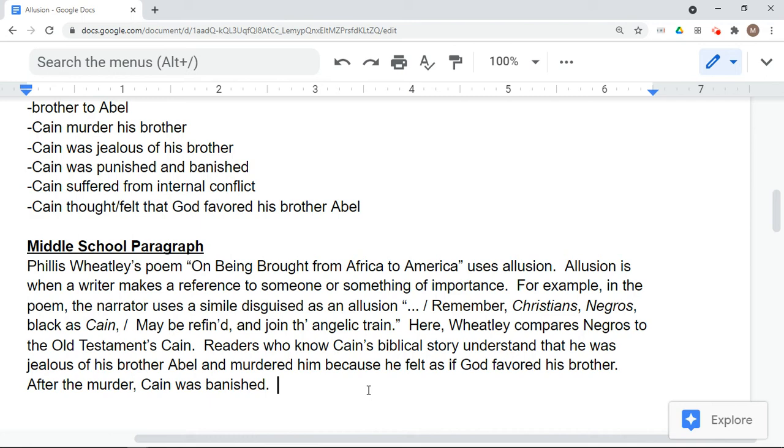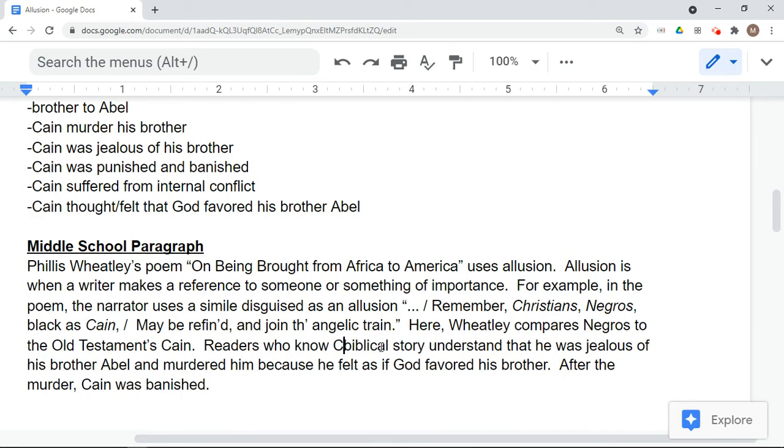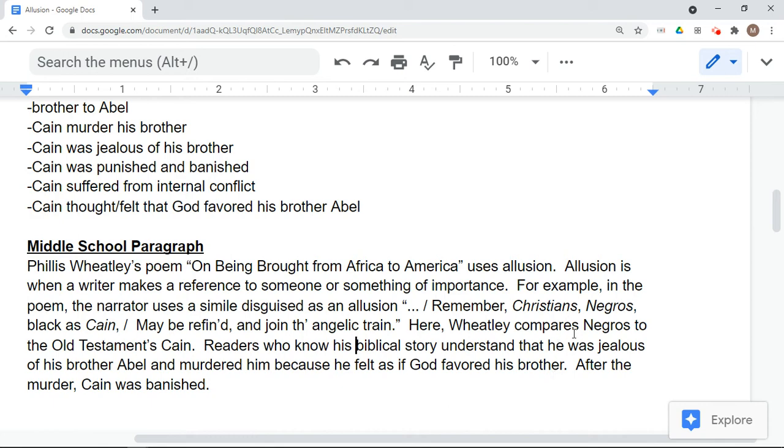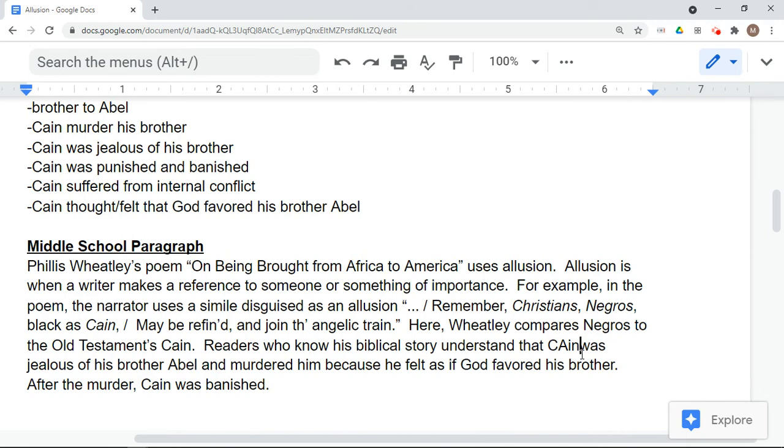So thinking about that, now let's take a look at the back end of this text evidence. Here, Wheatley compares Negroes to the Old Testament's Cain. Readers who know his biblical story understand that Cain was jealous of his brother Abel and murdered him because he felt as if God favored his brother. After Abel's murder, Cain was banished. However, what Phyllis Wheatley is really arguing is that Black Christians have a place in heaven too.